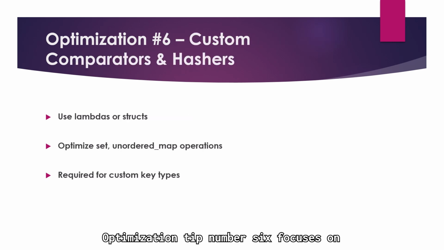Optimization tip number 6 focuses on custom comparators and hashers. In cases where you are using custom types as keys in a set or unordered_map, you need to define how these objects are compared or hashed. This is critical for performance as inefficient comparators or hashers can slow down the entire operation of the container. For example, if you are storing objects in a map, the default comparator might not be the most efficient for your data. You can create your own comparator optimized for your data type to improve lookup times and make your code run faster.